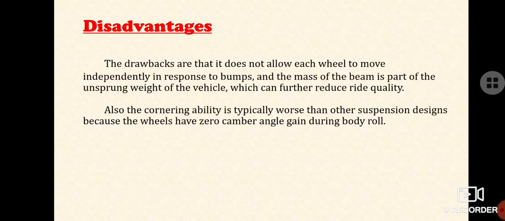Along with the advantages, there are some disadvantages. It does not allow each wheel to move independently in response to bumps, and the mass of the beam is part of the unsprung weight of the vehicle, which can further reduce ride quality. So that is a disadvantage through which quality of riding is reduced. Also, cornering ability is typically worse than other suspension designs because the wheels have zero camber angle gain during body roll.